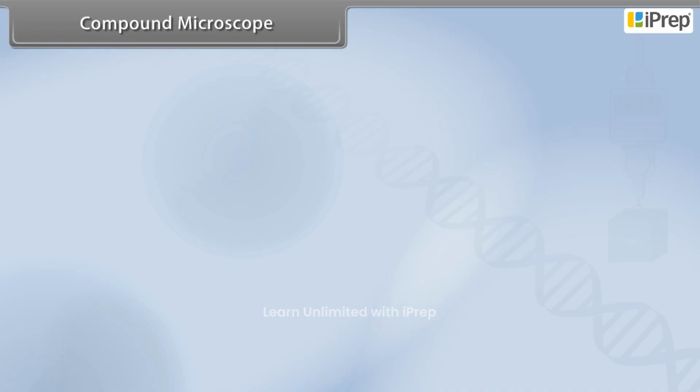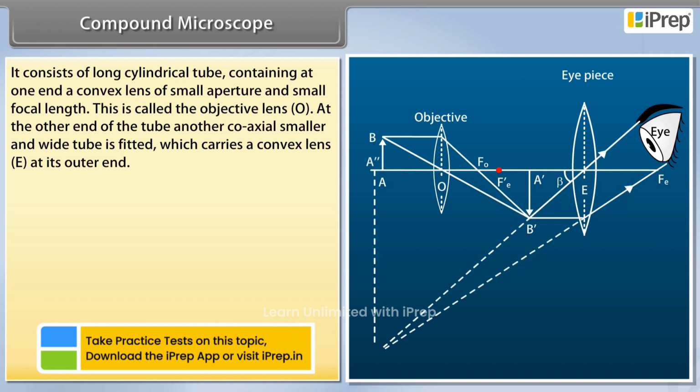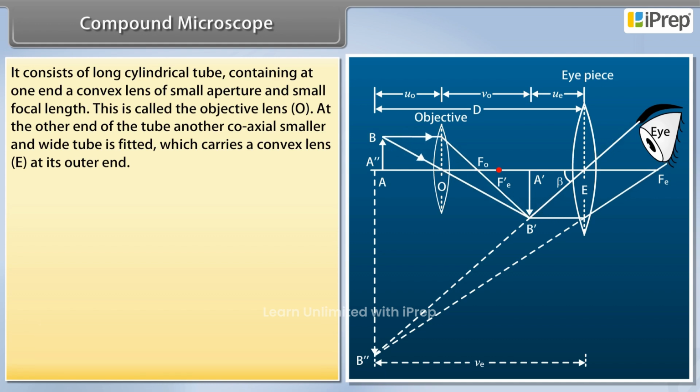Compound Microscope. It consists of a long cylindrical tube containing at one end a convex lens of small aperture and small focal length. This is called the objective lens O. At the other end of the tube, another coaxial smaller and wide tube is fitted, which carries a convex lens E at its outer end.